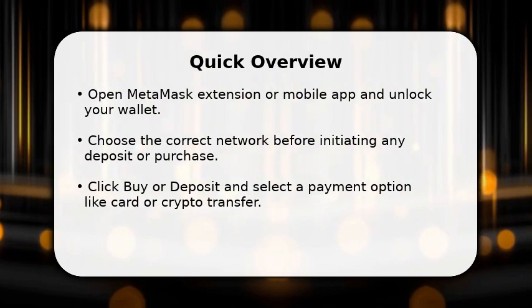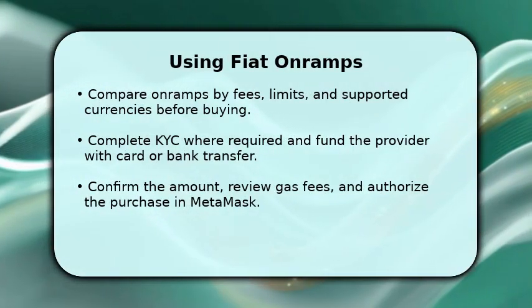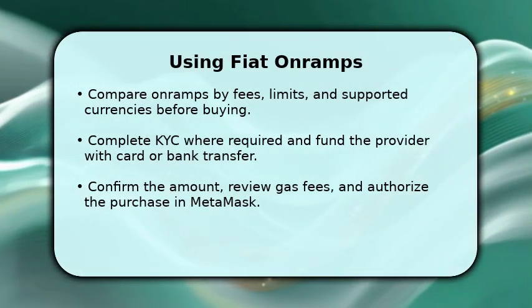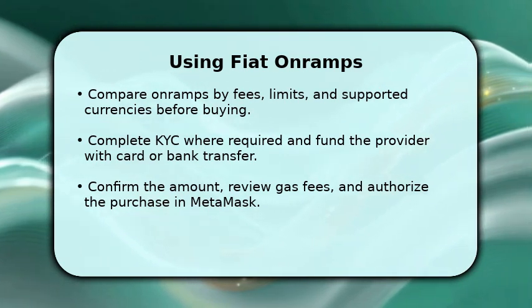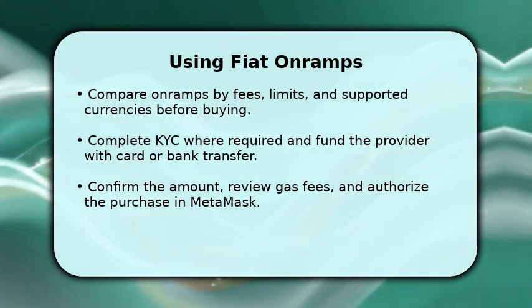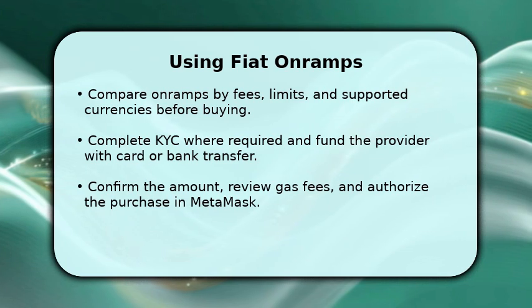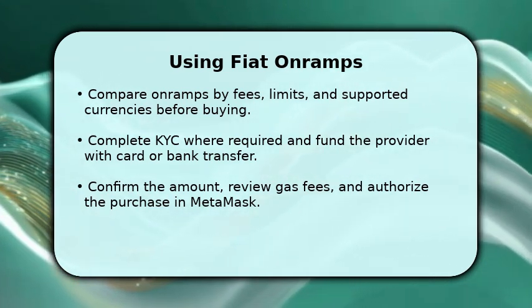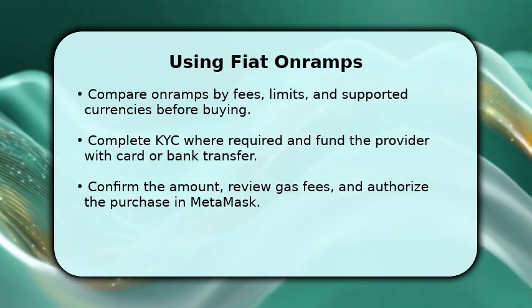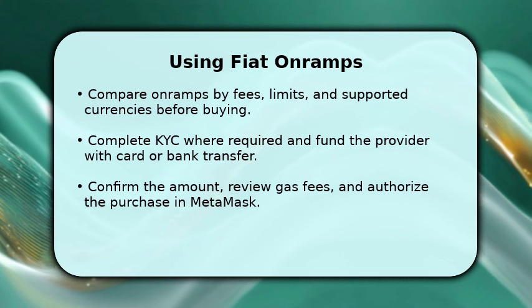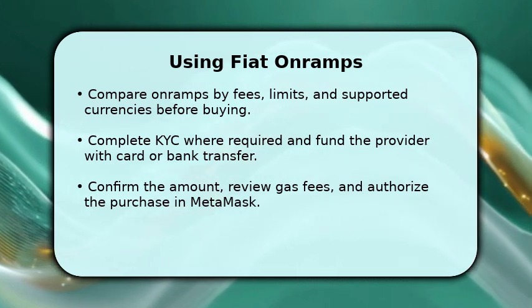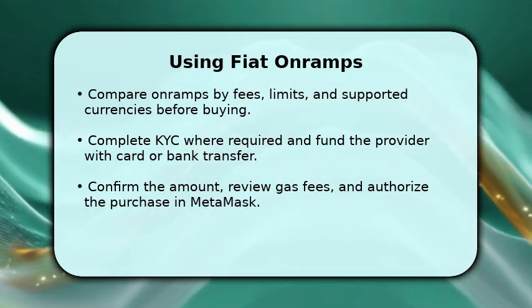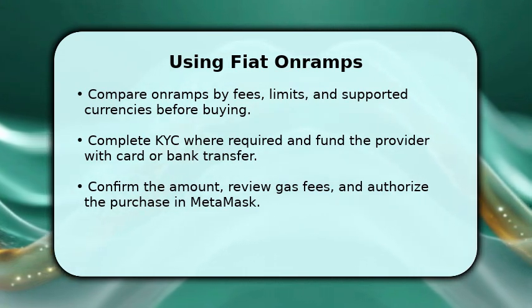checking your updated balance. Start by comparing fiat on-ramps integrated with Metamask and check fees and limits for your currency. Complete any required KYC, then fund the on-ramp with a card or bank transfer. When prompted, confirm the exact amount you want to buy, review estimated gas and provider fees, and approve the transaction inside Metamask. Wait for the network to confirm and then verify the new balance in your wallet.